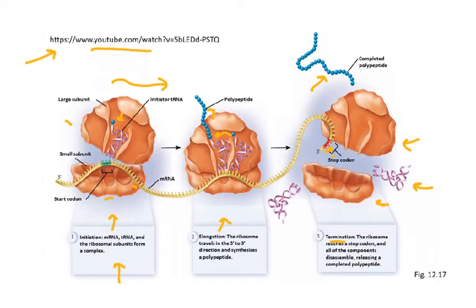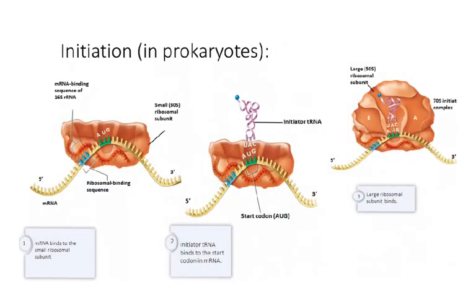But let me try to walk through the separate steps. So step 1 is initiation, and here we're actually looking at what happens in prokaryotes. In a second, I'll talk about what's slightly different in eukaryotes. But first, let's just look at what happens in the prokaryotes. So this is the small subunit of the ribosome. You see that the ribosome, remember, it has some rRNA, so we're kind of seeing that here in red.